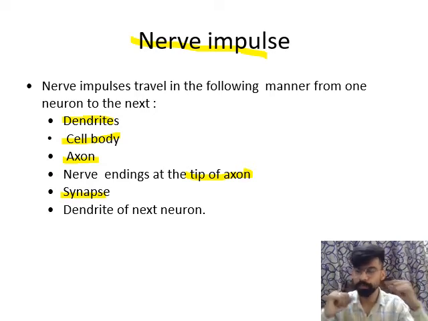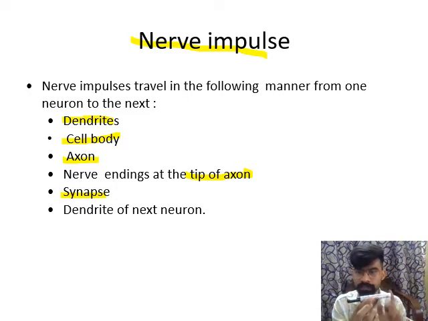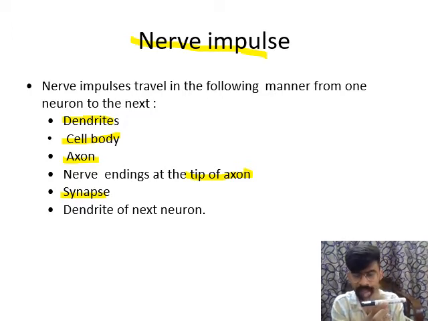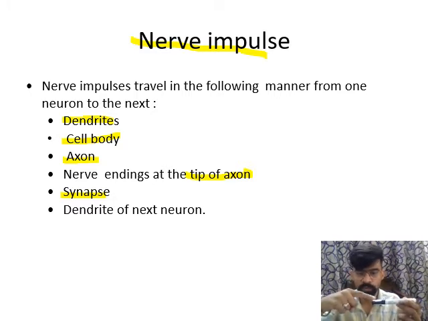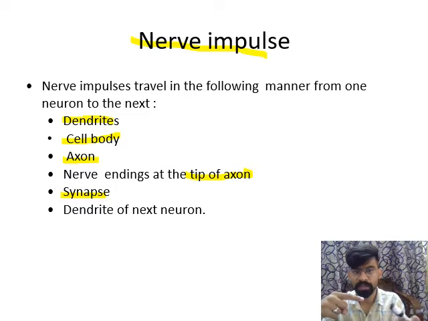The message will then be received by the next neuron. Suppose, assume this is the dendrite portion, this is the cell body, this is the axon. So the dendrite receives the message, then it will come towards the cell body, then the message will travel towards the axon, then towards the axon ending. Then suppose this is the next neuron. From one neuron to the next neuron there is a gap. You can see this is the gap. This gap is known as the synapse, and the next neuron contains a dendrite.